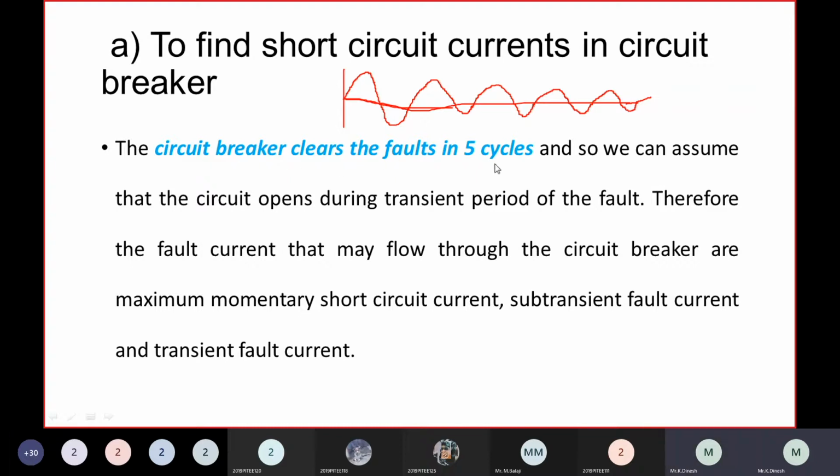The circuit breaker clears the fault in 5 cycles, so we can assume the circuit opens during the transient period of the fault. Therefore, all the currents that may flow through the circuit breaker are the maximum momentary short circuit current, the subtransient fault current, and the transient fault current. These currents may be flowing while the circuit breaker is opening, so we have to examine them.